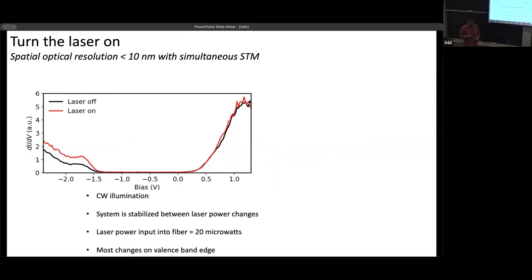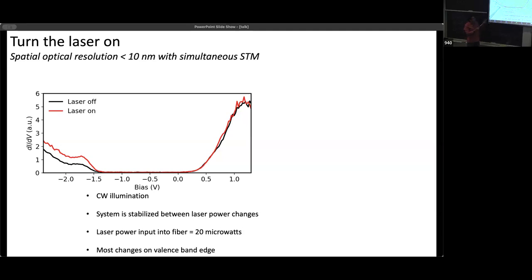Okay, now here is the thing that is really cool. So what we do now is we measure the STM spectrum. The black curve is a curve measured with no laser turned on. And now I turn on my laser, I put in a small amount of power, 20 microwatts through the fiber. I measure the same spectrum again, and you see that the conduction band looks exactly the same as before. Now look at the valence band, and it looks like the valence band has jumped up by almost a factor of two. You ask yourself, what does this mean?